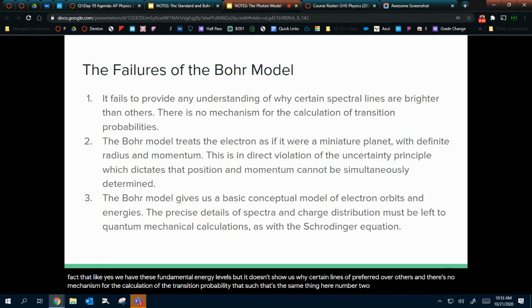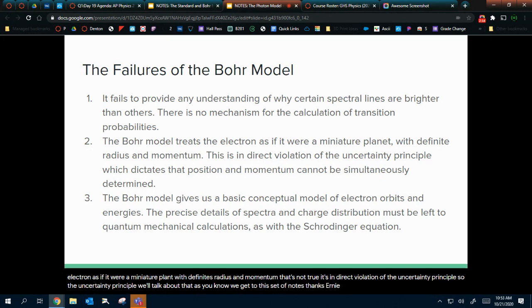Number 2, it says the Bohr model treats the electron as if it were a miniature planet with definite radius and momentum. That's not true. It's in direct violation of the uncertainty principle. So the uncertainty principle, we'll talk about that in this unit. I don't know if we get to it in this set of notes.